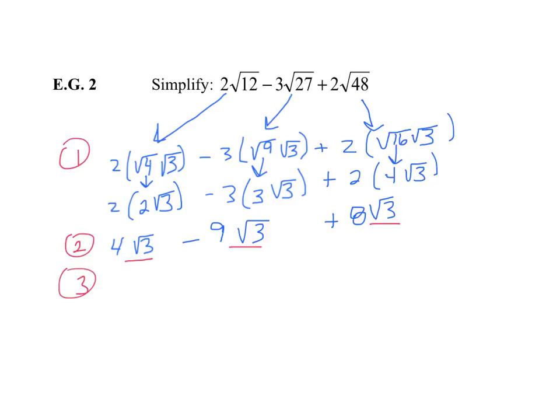So you're computing 4 minus 9 plus 8. So we have negative 5 plus 8. You're going to have 3 as your coefficient or outside value. Square root of 3 does not change. So again, all that we did was combine the coefficients, or add the outsides: 4 minus 9 plus 8. And we got 3 square root of 3.